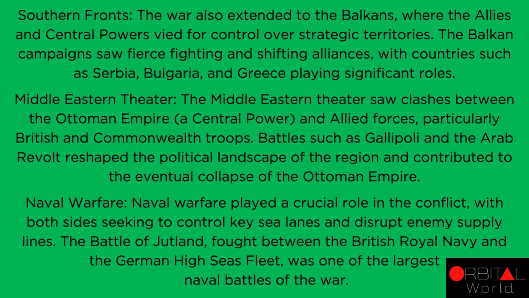The Middle Eastern Theater. The Middle Eastern theater saw clashes between the Ottoman Empire, a central power, and Allied forces, particularly British and Commonwealth troops. Battles such as Gallipoli and the Arab Revolt reshaped the political landscape of the region and contributed to the eventual collapse of the Ottoman Empire. Naval warfare. Naval warfare played a crucial role in the conflict, with both sides seeking to control key sea lanes and disrupt enemy supply lines. The Battle of Jutland, fought between the British Royal Navy and the German High Seas Fleet, was one of the largest naval battles of the war.